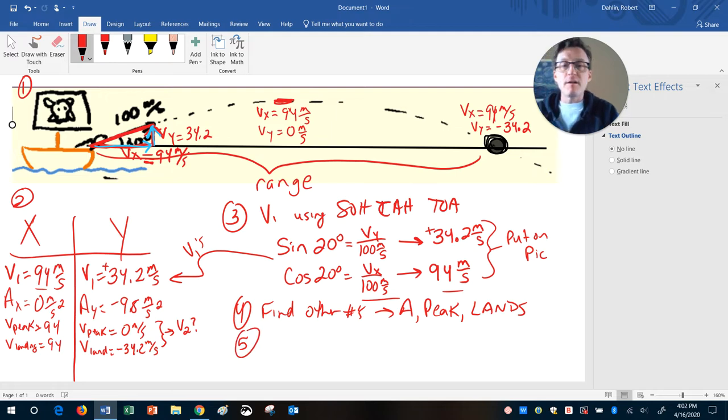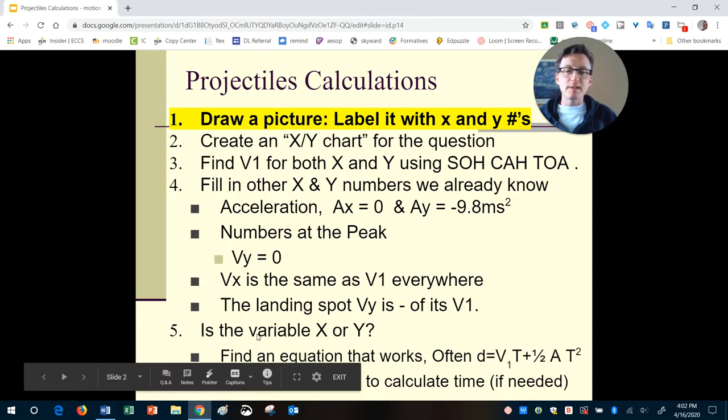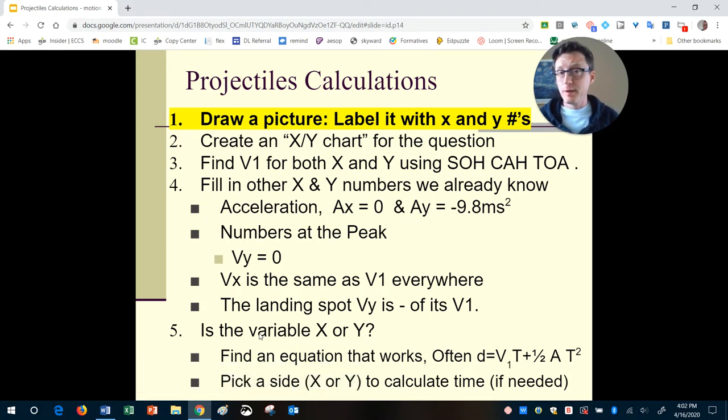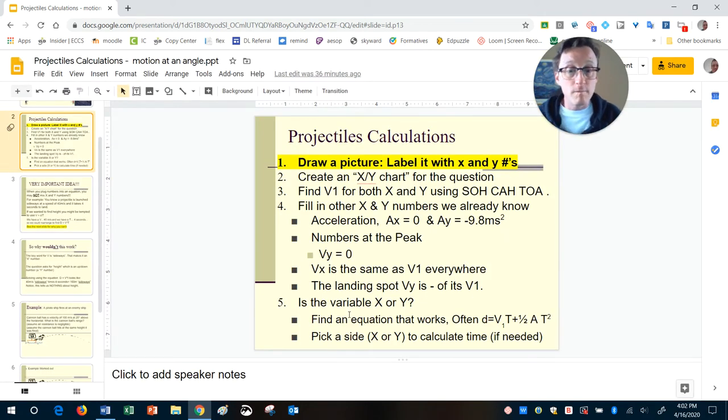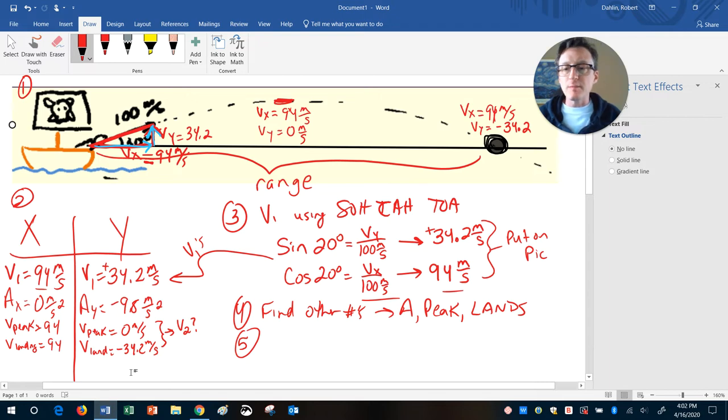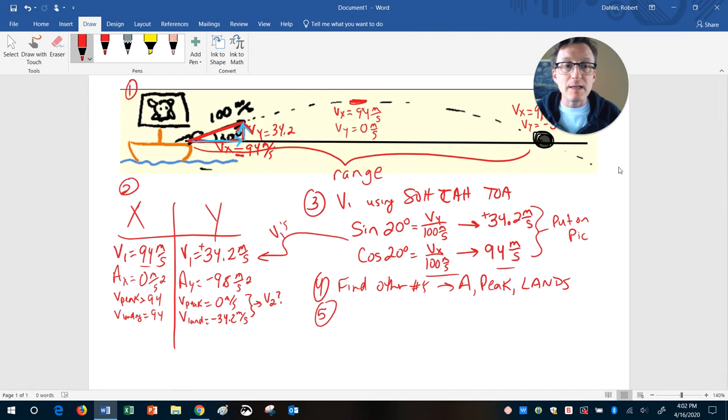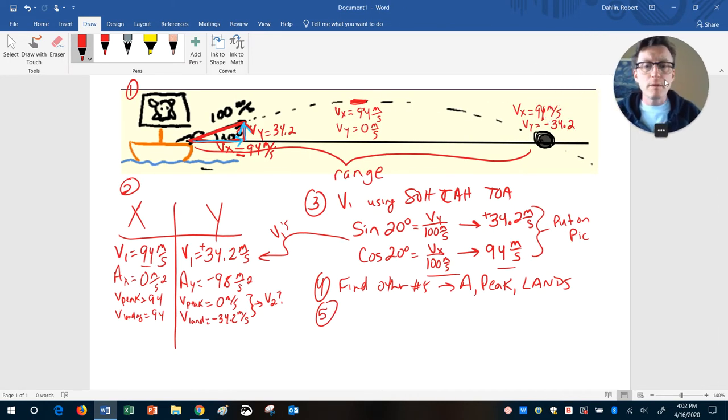Okay, part 5. Part 5 says, now look at what you're trying to find, the variable. Is it an X number or is it a Y number? What is range? We already talked about that. Range is a side-to-side thing, okay? So range is side-to-side, which means in my chart here, I'm looking for a side-to-side number. So my X is what I'm going to be using. Range is a distance. So this is actually asking me to find the DX. What is my X distance?